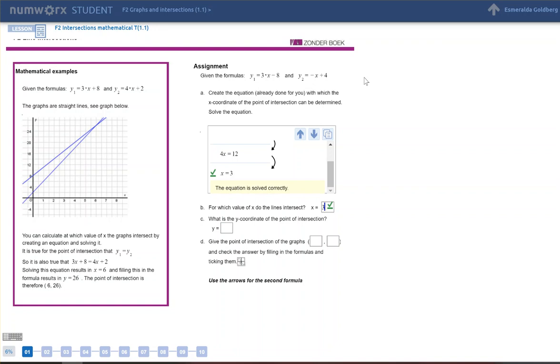I showed you before that it doesn't matter which one. I'm going to go for this one because it's a slightly easier calculation. Filling in 3 for x gives the calculation minus 3 plus 4, and minus 3 plus 4 is 1. So that's the y-coordinate. Together, the coordinates of the point of intersection are 3 for x and 1 for y, so (3, 1) between brackets separated by a comma.